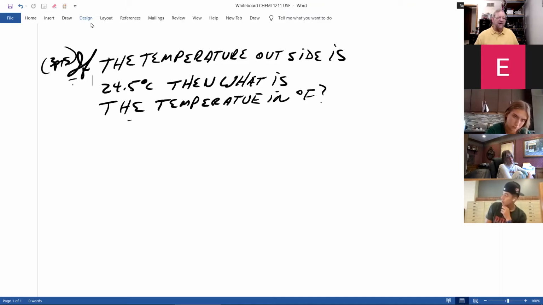All right, let me decode this in case you can't read my handwriting. If the temperature outside is 24.5 degrees C, then what is the temperature in degrees F? This is a word problem.